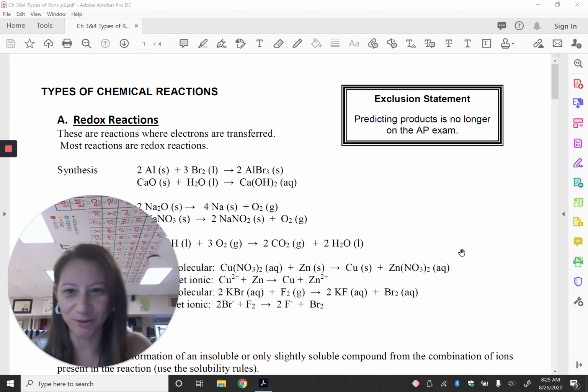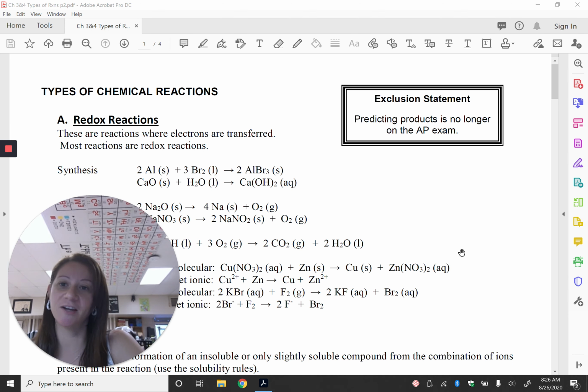Hello, my AP Chemers. Today we're going to talk about types of reactions. And actually this year it's a little bit easier because last year we had 6 different types of reactions. This year you only need to know 3 of them. Predicting products is no longer on the AP exam.